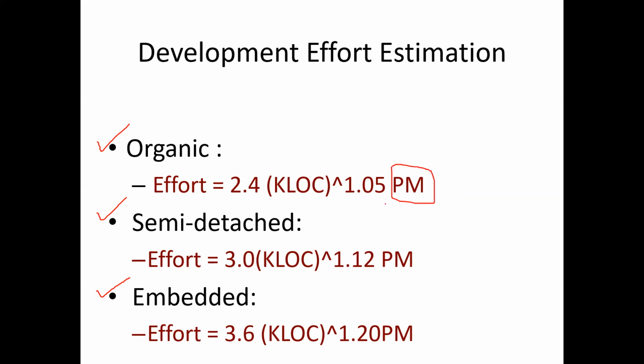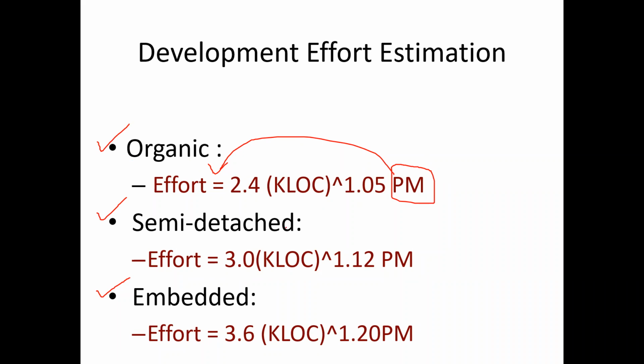PM means person month. This is not time PM; PM means person month. What does person month tell? Person month means one person in 1 month can do this much effort. Understood? That means one person in 1 month can do this much effort. That's why it is person month, if it is organic type software.